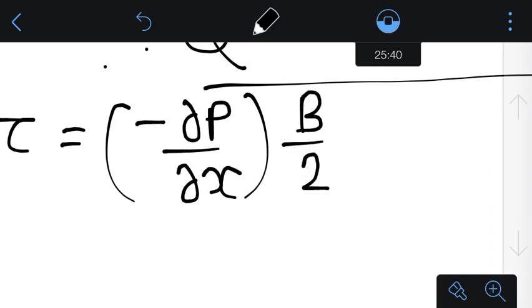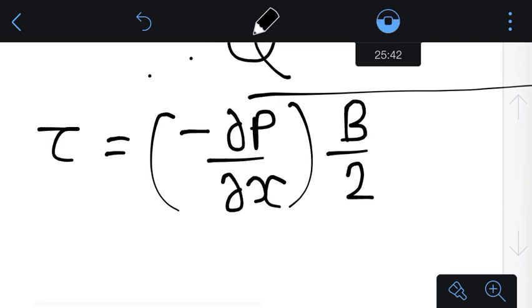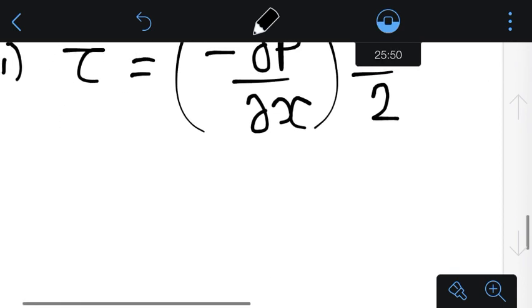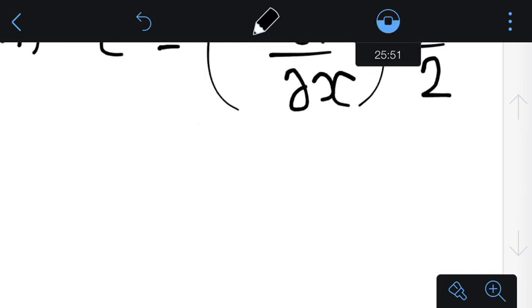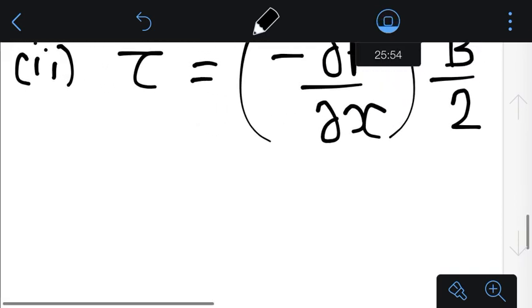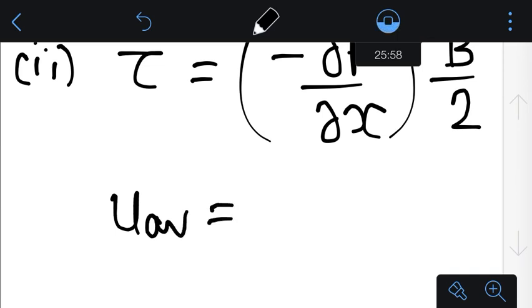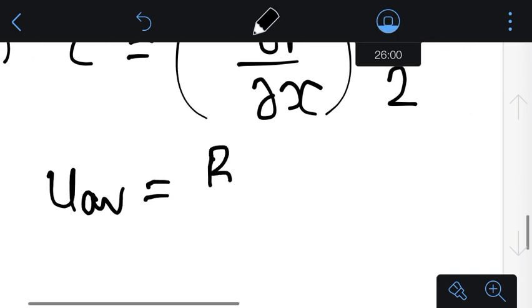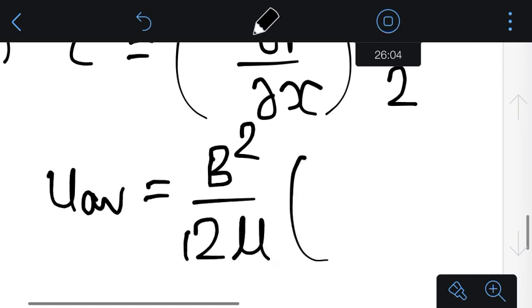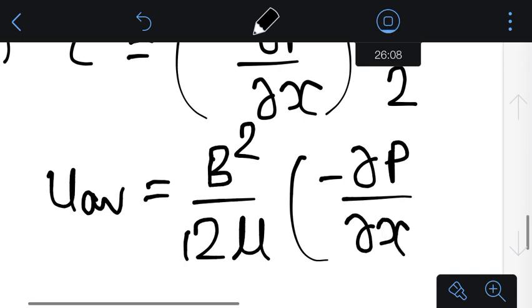But here, if you see this equation, we have b available in the data, but we do not have this term, minus curly p upon curly x. So anyhow, we have to calculate this term, minus curly p upon curly x. So the equation of average velocity we can use here. The equation of average velocity was b square upon 12 mu into minus curly p upon curly x.